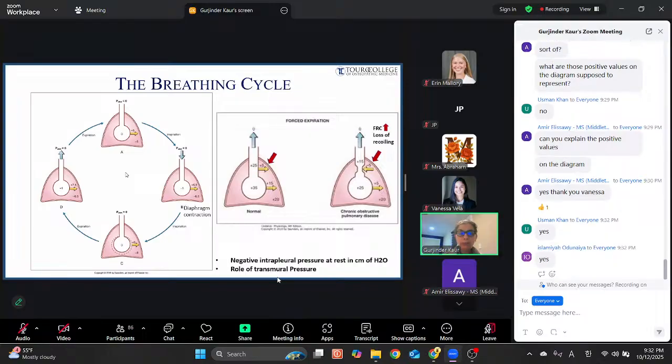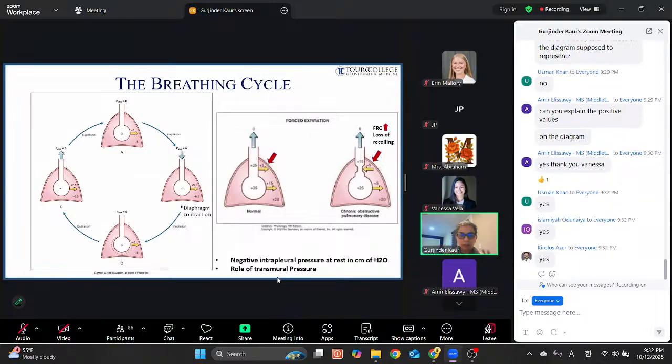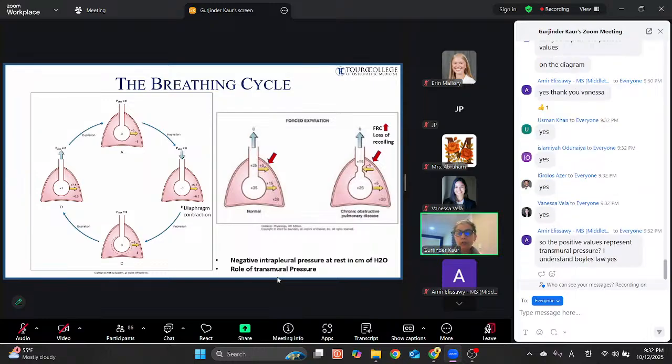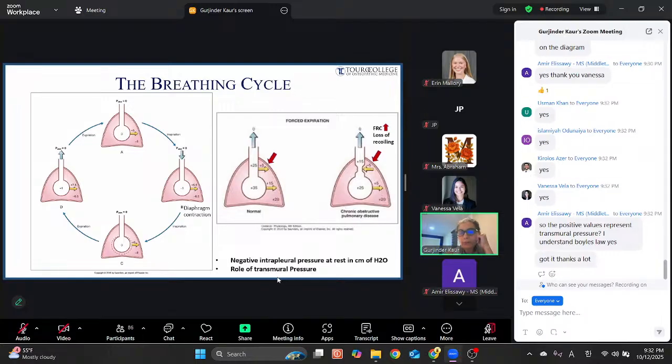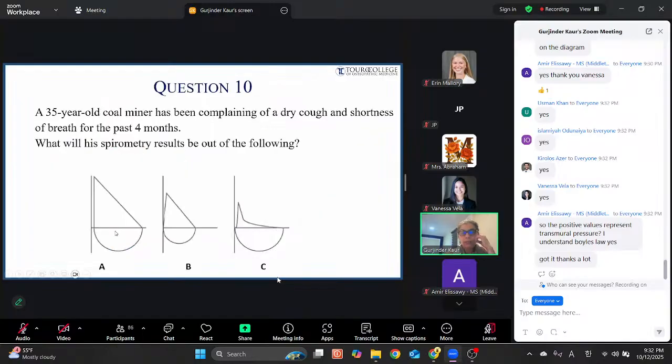If you apply Boyle's law, you're just going to go along nicely. P1 V1 is equal to P2 V2. That's how you remember your breathing mechanism. Yeah, the positive values, the yellow arrow, is your transmural pressure, which you calculate just by using your alveolar and your intrapleural pressure. Okay. All right. Next question.